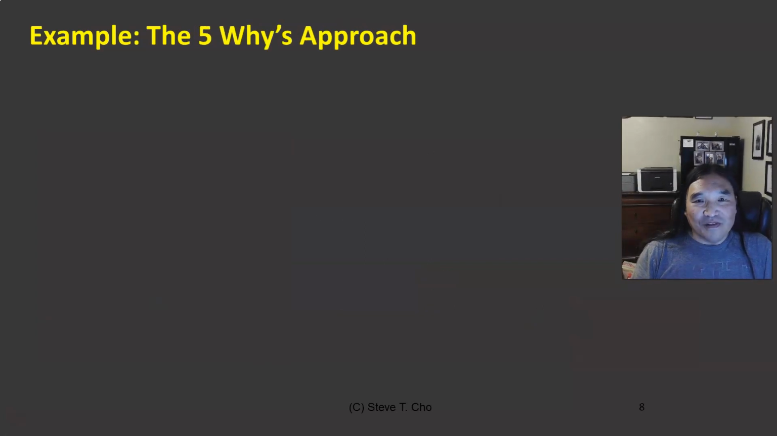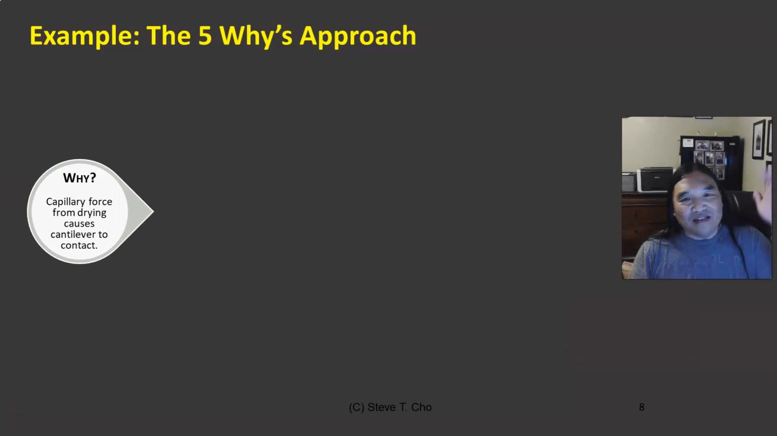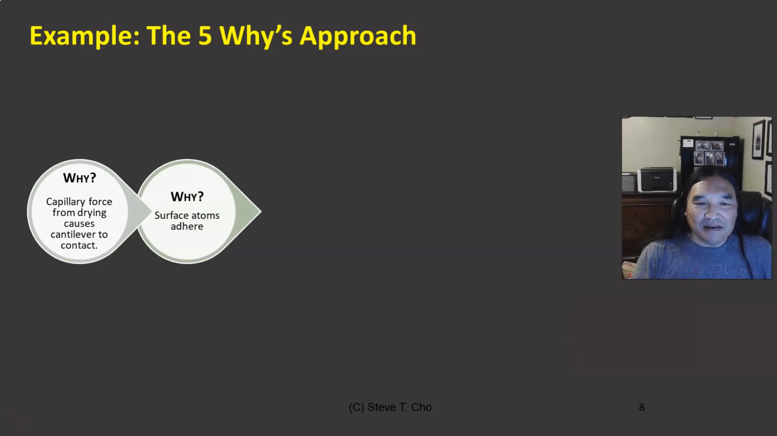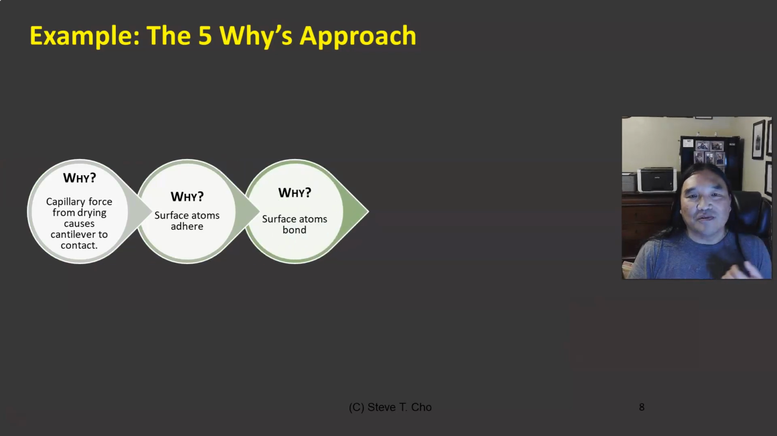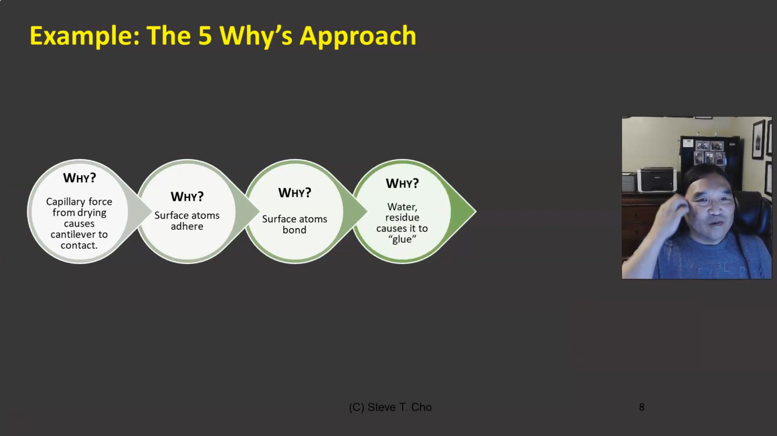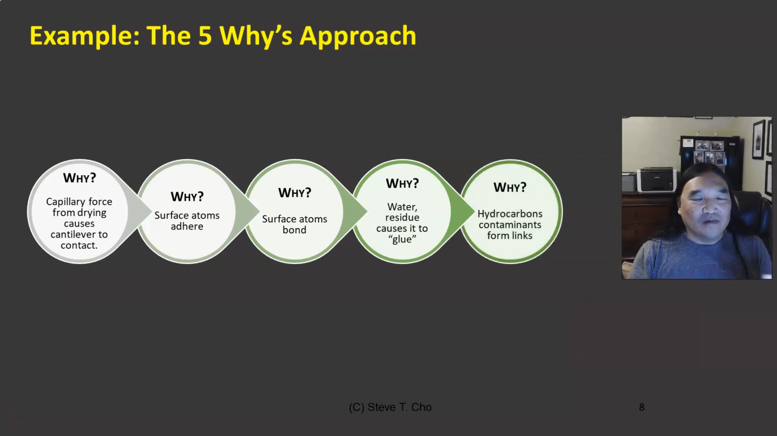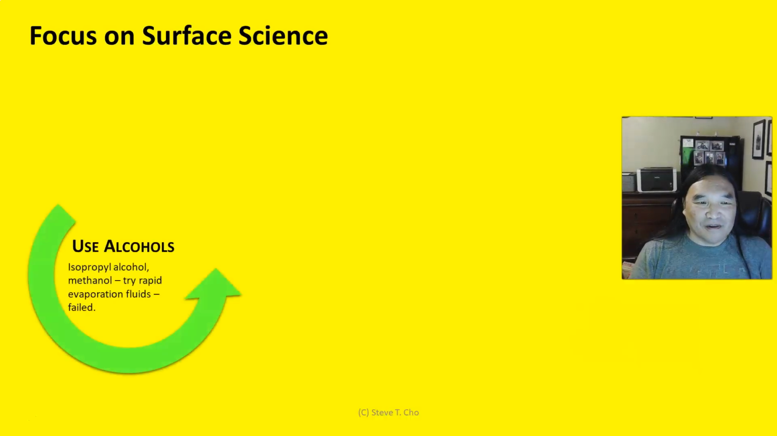So one approach to solving this problem is the 5 whys. Why is this thing pulling down? It's the capillary force as it dries out. It causes the cantilever to connect. But why? It's because surface atoms adhere. But why? Because those surface atoms are actually bonding. You can't get stiction like that unless there's something connecting to those surface atoms. But why? It's this water residue acting like a glue that's holding it all down. But why? There are probably hydrocarbon contaminants that are forming the leaks. So, surface chemistry is what we need to go after.